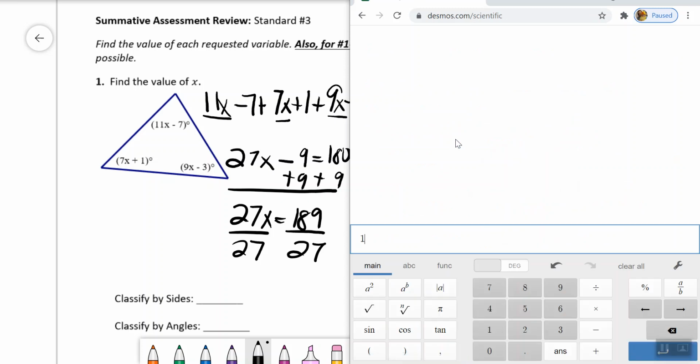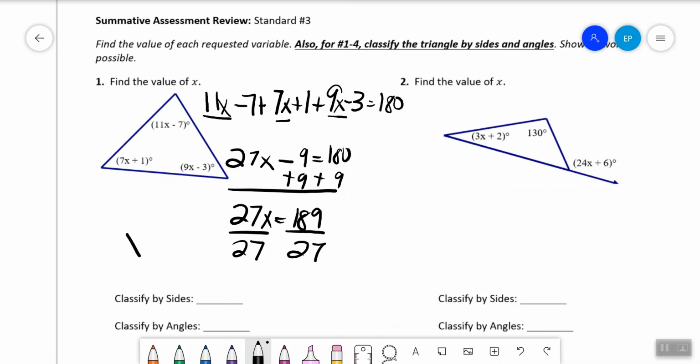On Desmos, 189 divided by 27 gives you the answer 7. So x equals 7, which is one of the answers at the bottom. So with that, if I plug that in, I need to find the measure of each angle.